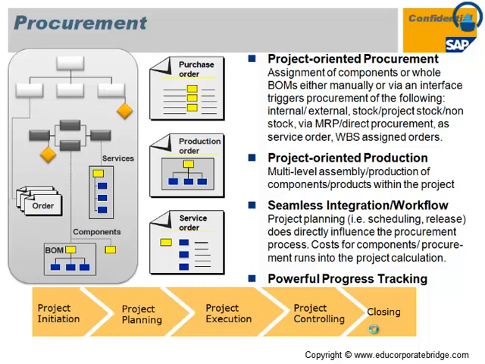In project oriented production procurement, you have a bill of material or assembly having sub assemblies or components, and within that production order you have to assign that particular bill of material. So the account assignment is your WBS and the stock will be against that particular production order. And there is a seamless integration workflow where you can track a particular component or a particular material through the workflow requirement. This can be done through the workflow consultant.